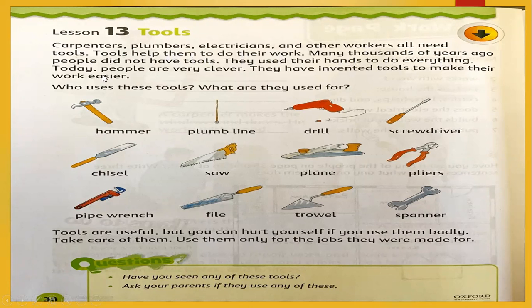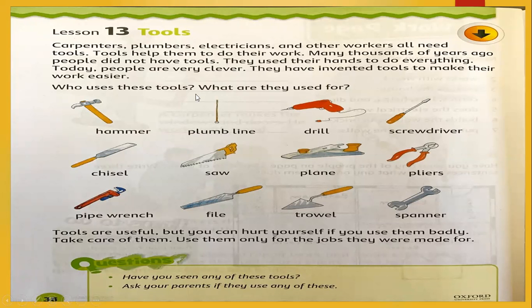Many thousands of years ago, people did not have tools. They used their hands to do everything. Today, people are very clever. They have invented tools to make their work easier. Understand why they use tools? Because tools make their work easier. Thousands of years ago, when people did their work by hand, it was very difficult and hard for them, and it took so much time to complete any work, to build a house or to repair anything. So different people built different tools to make their work easier.